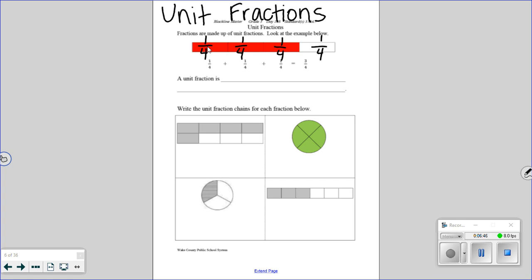Let's be more specific. What fraction am I counting in this example? I'm counting fourths. Just like if it was puppies and I was counting puppies. 1/4 plus 1/4 plus 1/4. What is that going to be worth? If I say this piece plus this piece plus this piece, what is that going to be worth? Maverick?